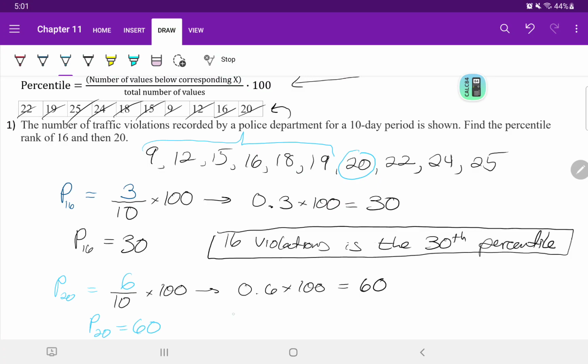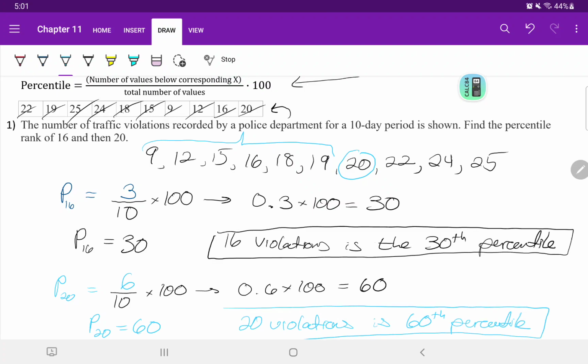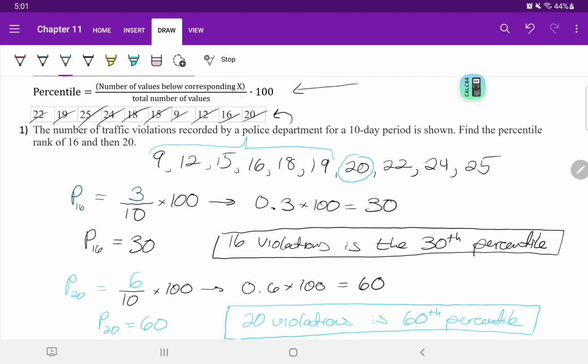Which means 20 violations is the 60th percentile. That means reporting 20 traffic violations is greater than 60% of all reports for traffic violations, of course. And that is how you find the percentile of a data set using the formula above.